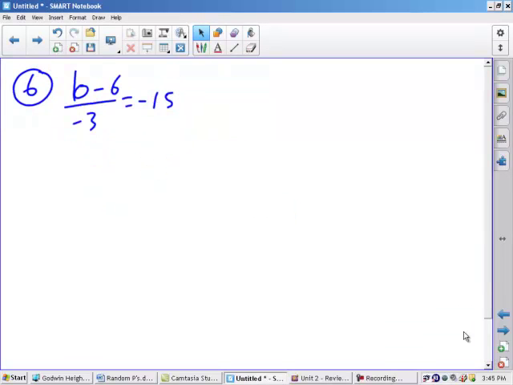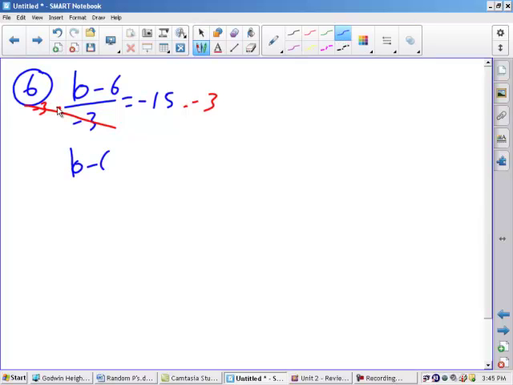Okay, now I'm going to do number 6. Number 5 works exactly the same way, just with different numbers, so I'm going to do number 6. Number 6 says b minus 6 all divided by negative 3 equals negative 15. The problem, remember, is the fraction bar. I need to get rid of that fraction bar by multiplying both sides of the equation by negative 3, and those negative 3's will then cancel out, and I'm left with no fraction bar. b minus 6 equals negative 3 times negative 15, which is 45. I then add 6 to both sides, and I'm left with b equal to 51.